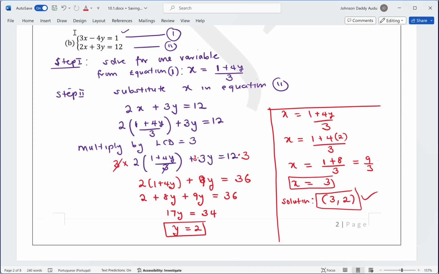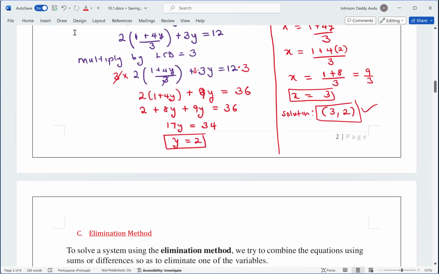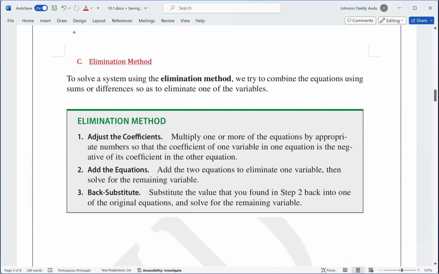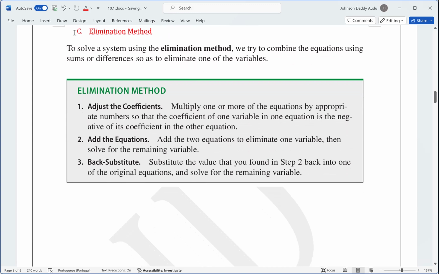All right. So that is it about substitution methods. So let's look at the second method, which is called the elimination method. Now, to solve a system using the elimination method, we try to combine the equations using sums or differences so as to eliminate one of the variables.